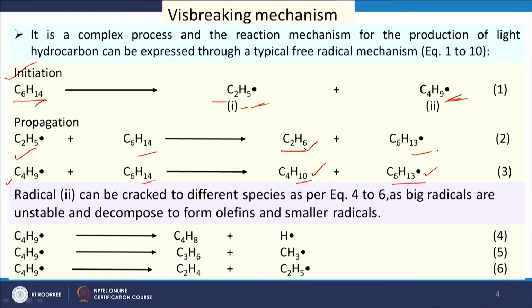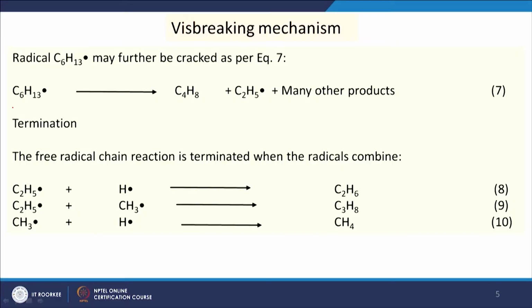So, those C4H9, this can give us C4H8 plus H free radical. So, this free radical again gives us some hydrocarbon and some free radical, in this case H, in this case C3H6 plus CH3 dot, and then C2H4 and C2H5 dot. So, there are possibilities of production of a number of types of hydrocarbons, and also free radicals of lower size. Similarly, C6H13 can give us C4H8 plus C2H5 dot plus many other products.